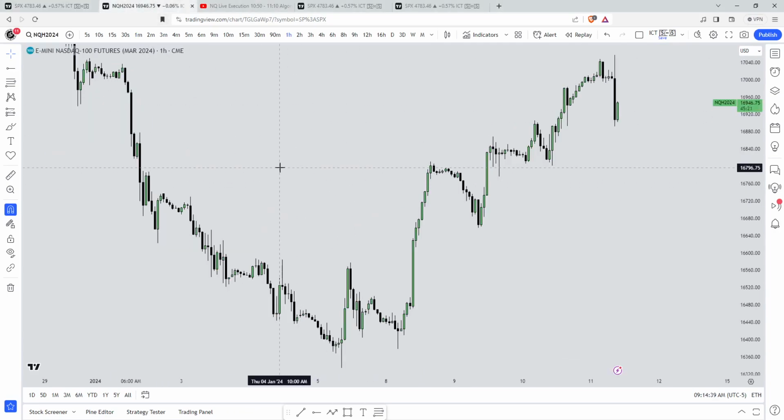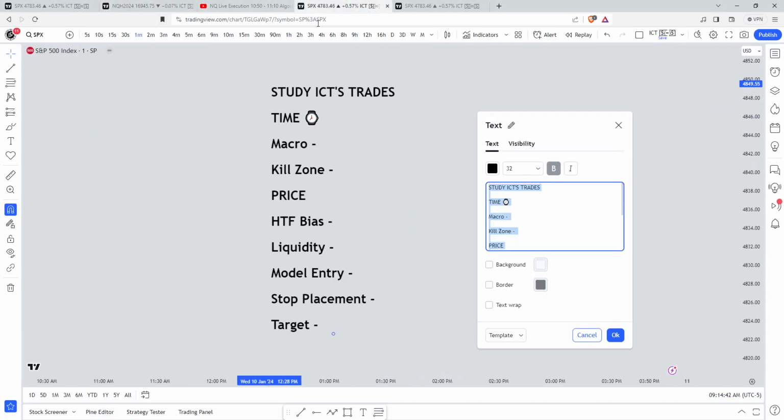So really what I'm going to do is I already have a checklist on this tab, which we're going to fill out. And this is a good way to study ICT's trades. You want to focus on the time factor. Is he trading in a macro? We're going to talk a little bit about macros in the next lesson. What kill zone is it? And then price. What's the higher time frame bias? Was liquidity taken? What's the model entry? What is he trading? What is his stop loss placement and why is his stop loss placement there? And where is he targeting and why? So it's really just understanding what he's trading. You start to see this repeating phenomenon in all of his trades.